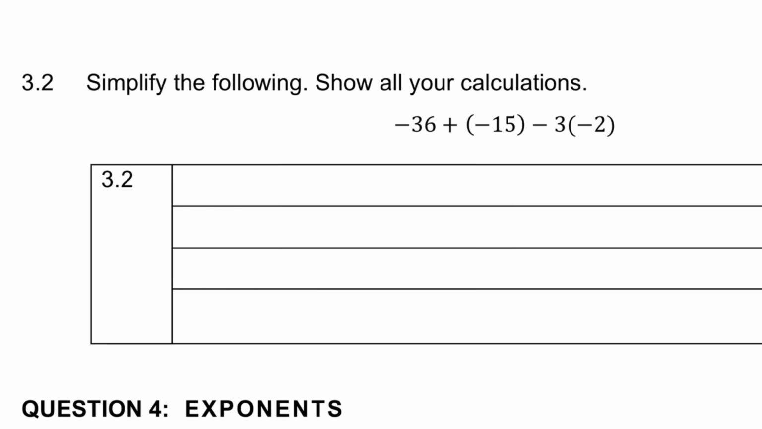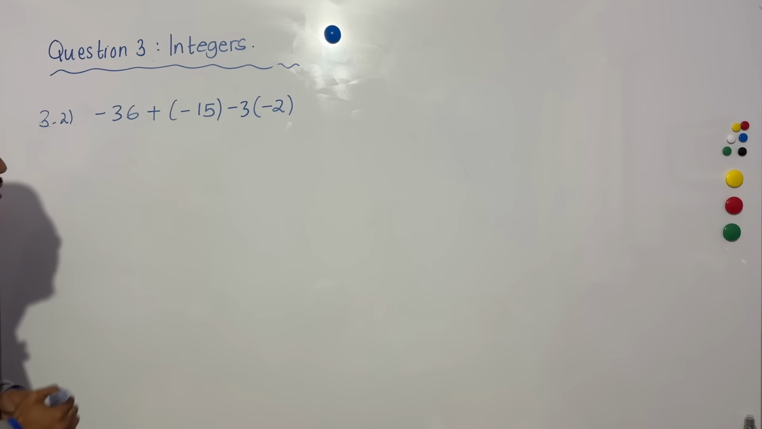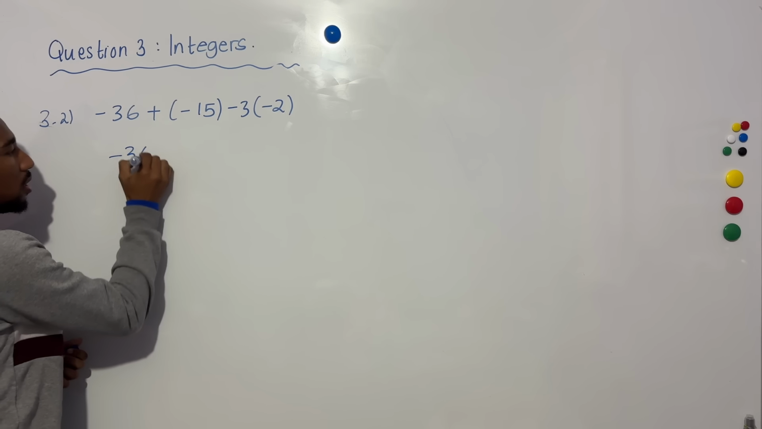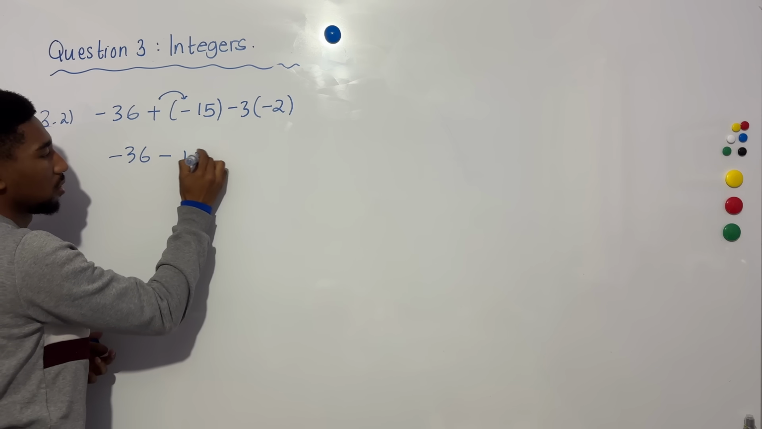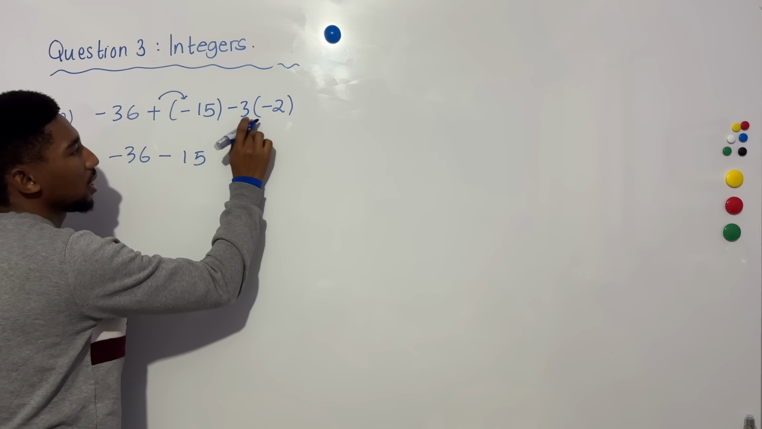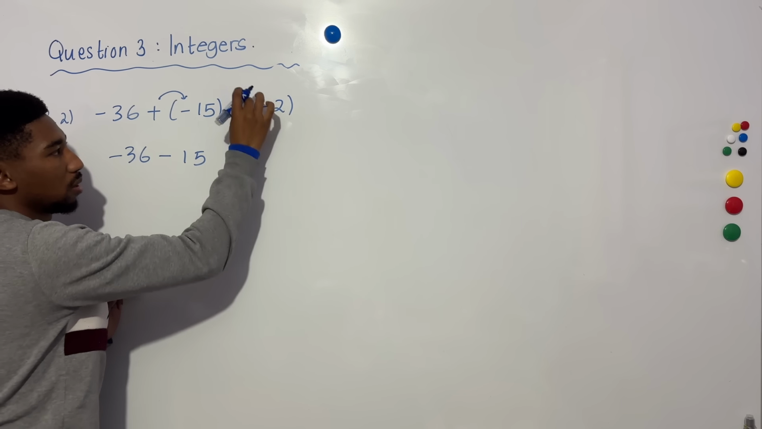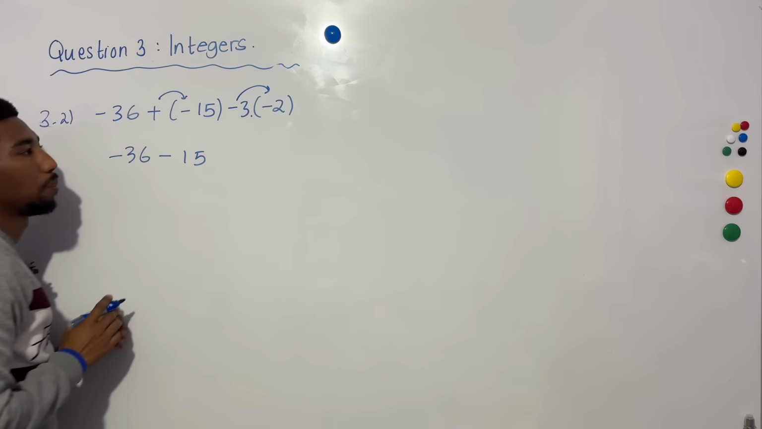Let's have a look at 3.2. Simplify the following. Show all your calculations. It's very important that we don't simply put this into our calculator. We have to show each step. We don't only get to the final answer. We need to show these brackets, how they went away, and have all the signs. So we have minus 36, plus sign outside of a bracket there, plus minus, that makes minus 15. That's just working out the signs. Now it's important to note that between the 3 and the bracket, that's multiplication because there's no sign in between there. So this is minus 3 multiplied by minus 2.